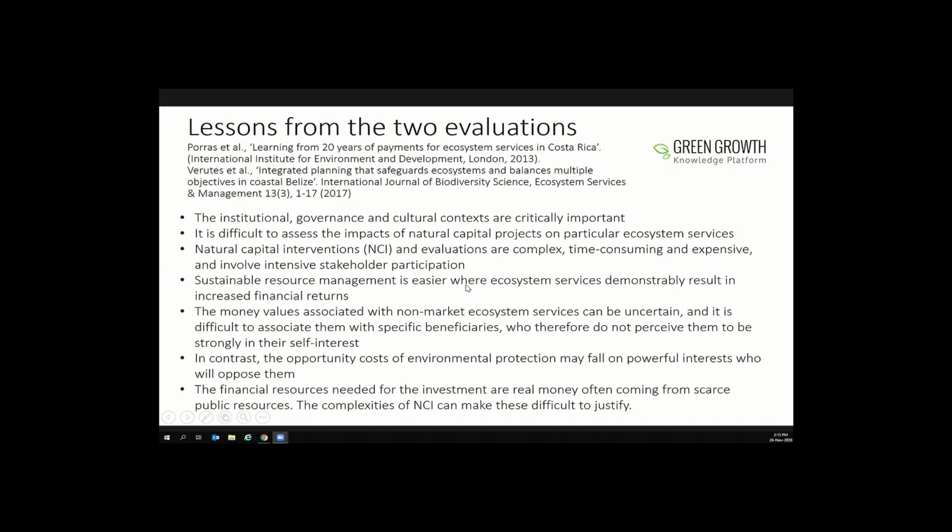Obviously, it's easier to implement these kinds of interventions where you get demonstrably increased financial returns. But of course, ecosystem services are often non-market ecosystem services, and the money values associated with those are very uncertain. It's difficult to associate them with specific beneficiaries, and therefore they don't perceive them to be strongly in their self-interest, whereas the opportunity costs of environmental protection may fall on powerful interests who will oppose them. And finally, the financial resources needed for the investment in natural capital are real money, and they come from scarce public resources. The two countries we're talking about are not high-income countries, and the complexities of actually justifying those investments can make them difficult to justify.